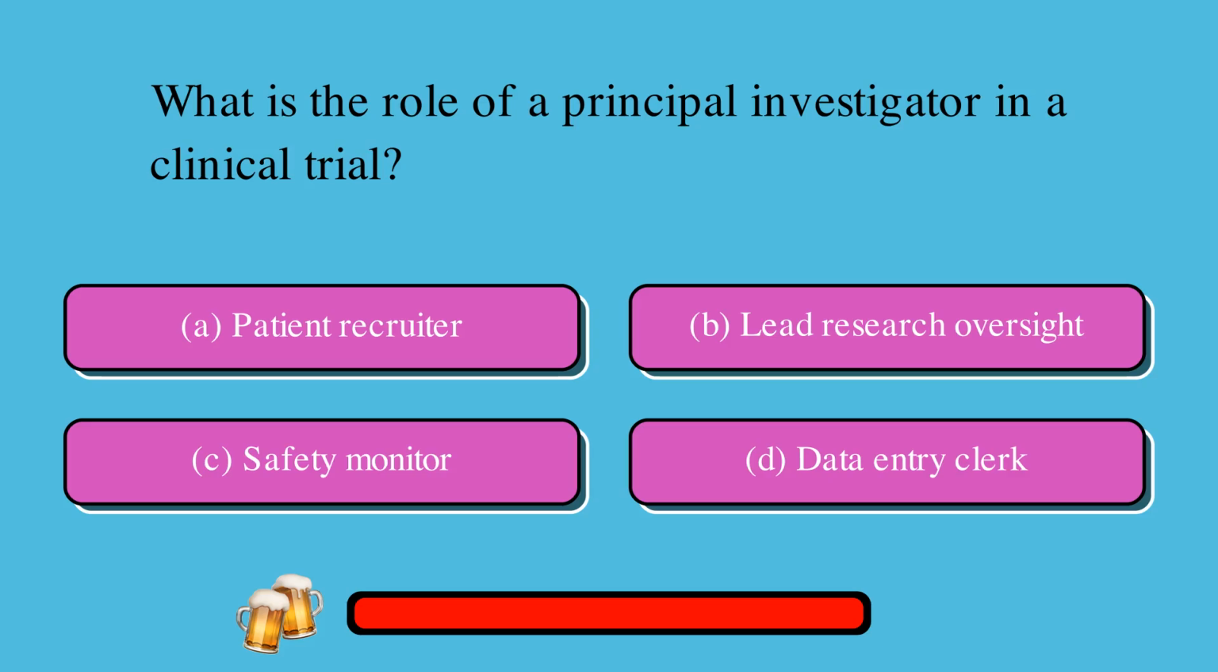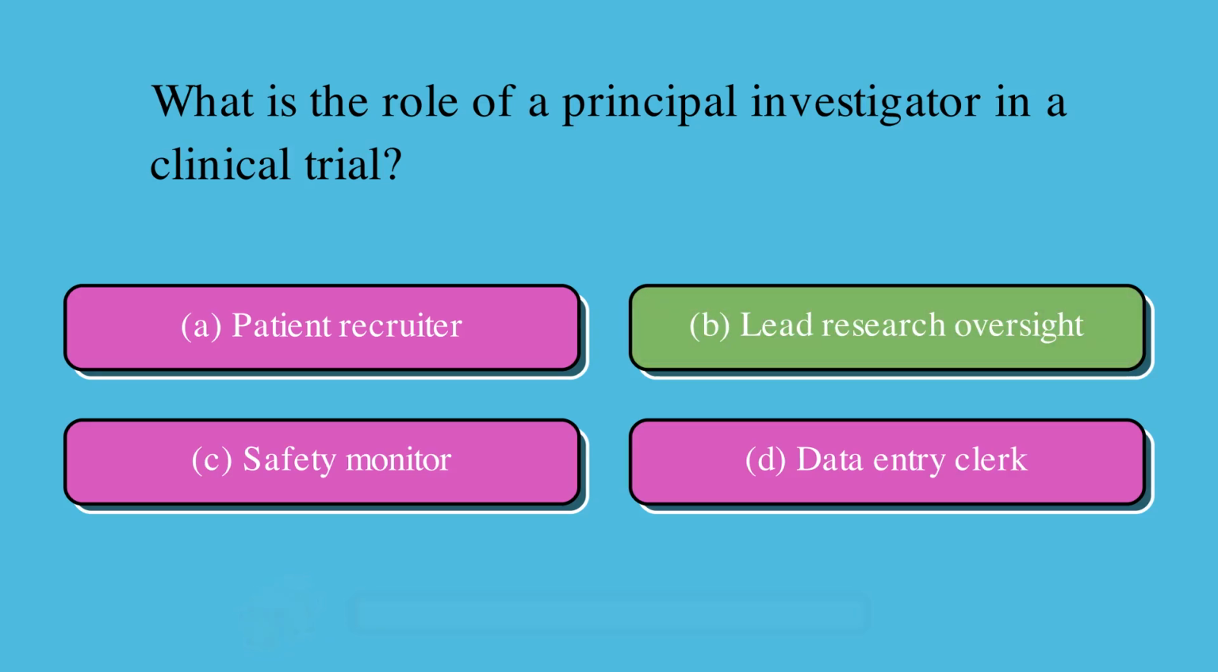What is the role of a principal investigator in a clinical trial? A. Patient recruiter, or B. Lead research oversight, or C. Safety monitor, or D. Data entry clerk. The correct answer is B. Lead research oversight.